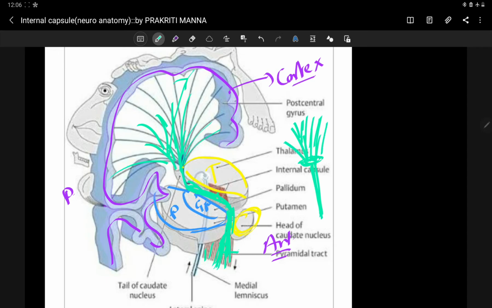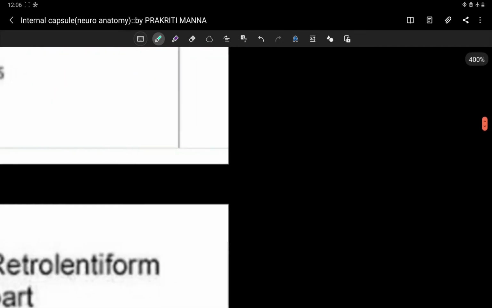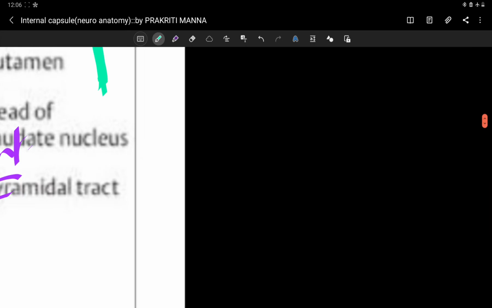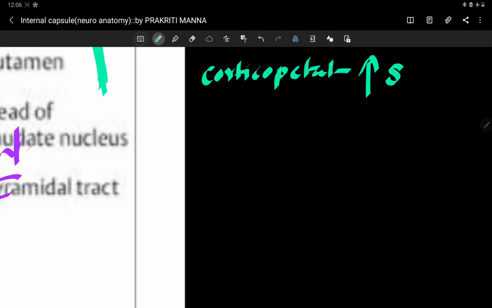All right. Now through this internal capsule, corticopetal fibers and corticofugal fibers are passing. Corticopetal fibers are the fibers going towards the cortex. That means they are ascending fibers. So these corticopetal fibers are also called sensory fibers.